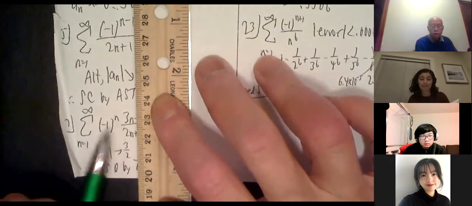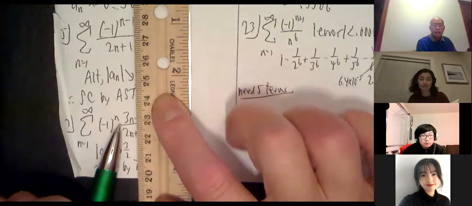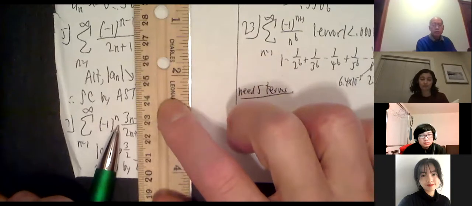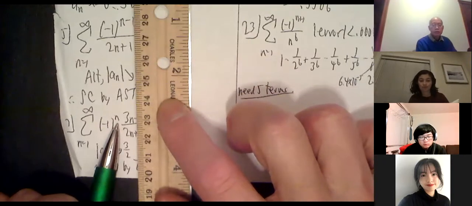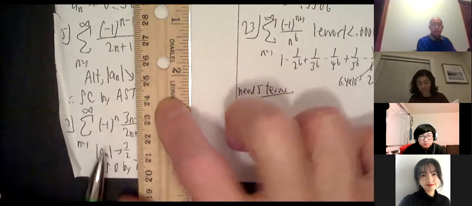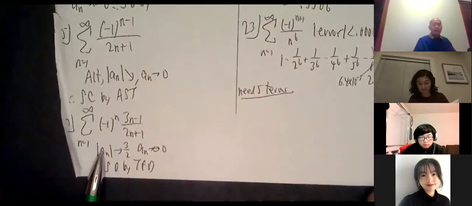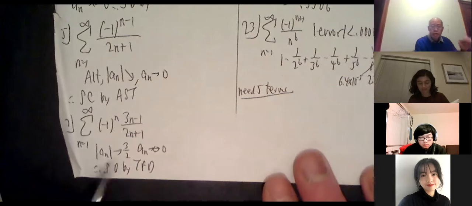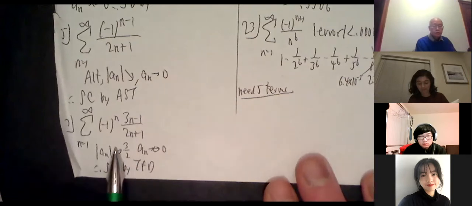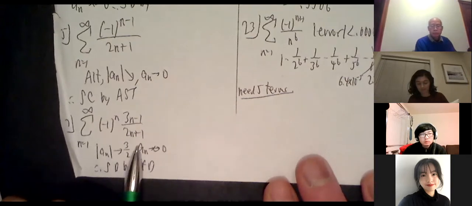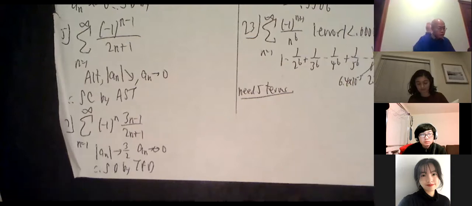That means in the long run, it looks like plus 3 halves, minus 3 halves, plus 3 halves, minus 3 halves, etc. That will diverge. In other words, absolute value of a sub n approaches 3 halves. So a sub n does not approach 0. Therefore, the series diverges by the test for divergence, TFD. Okay.